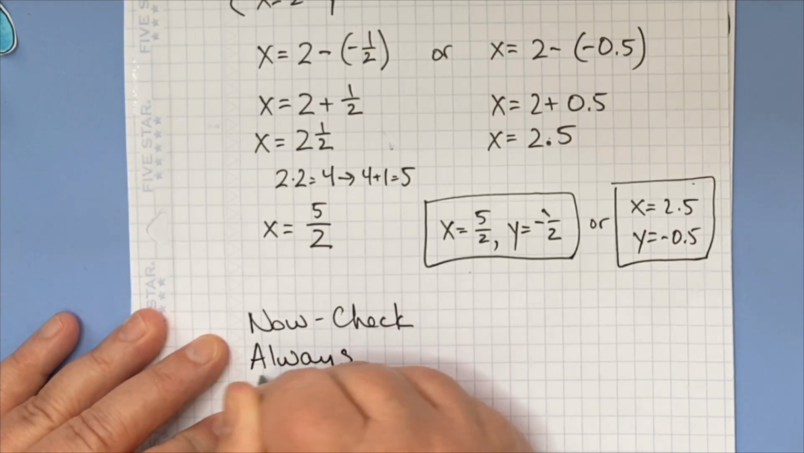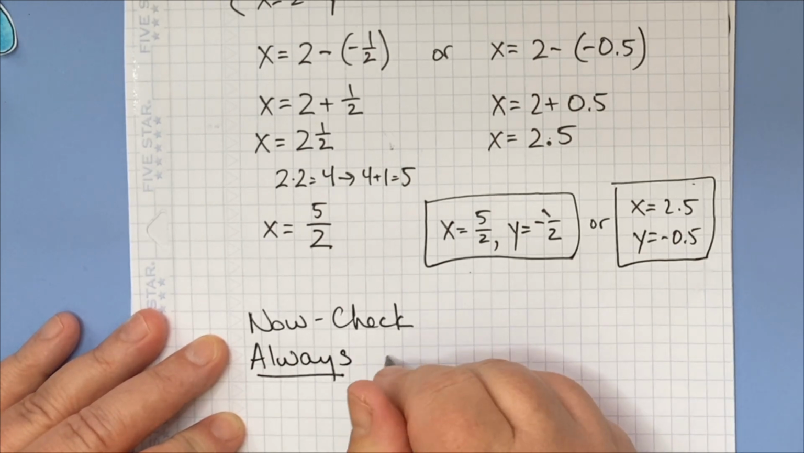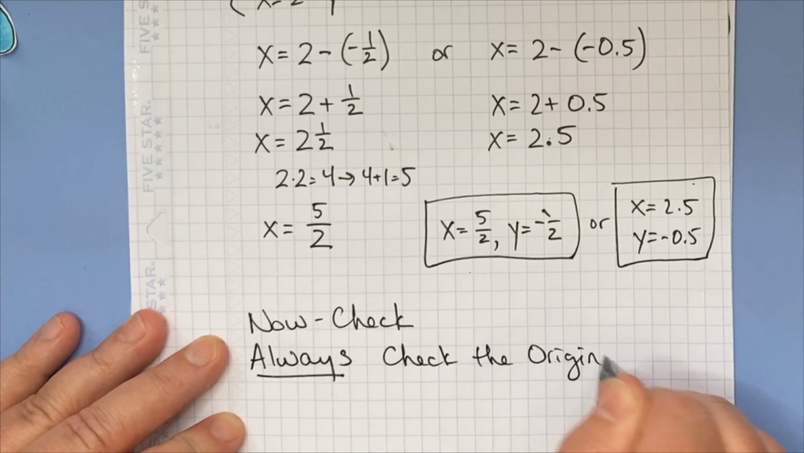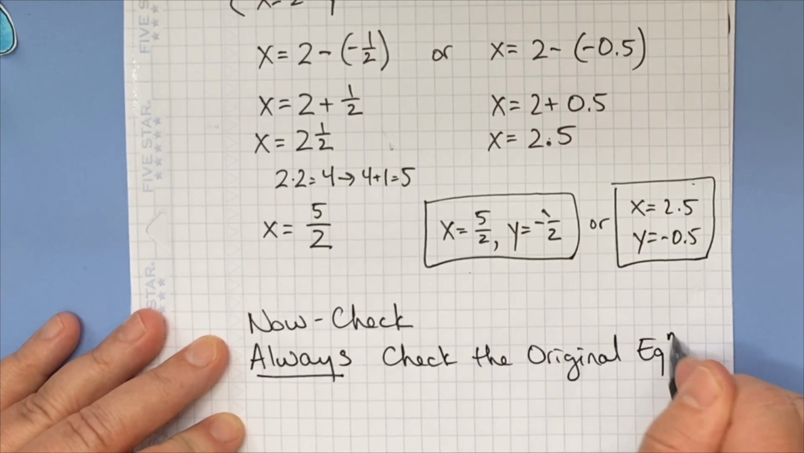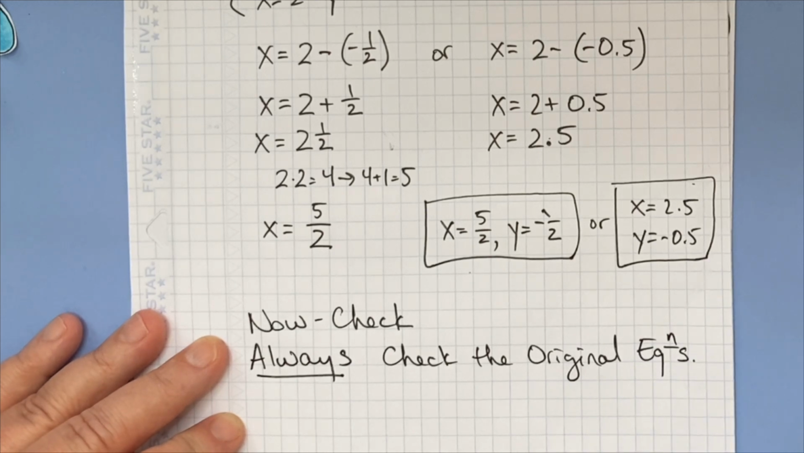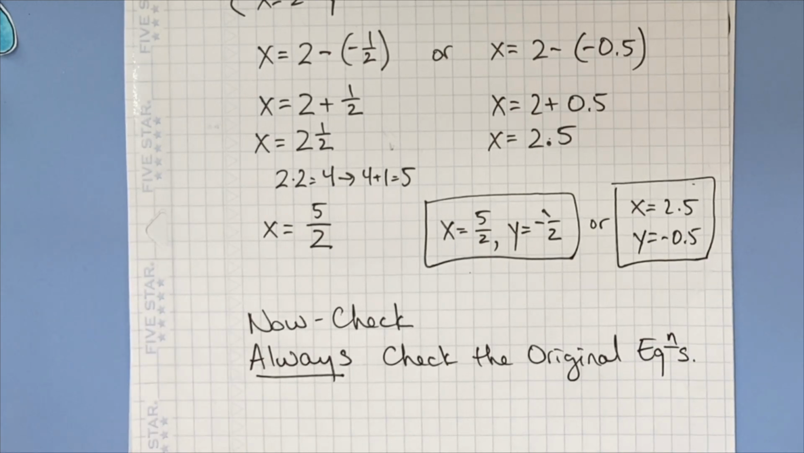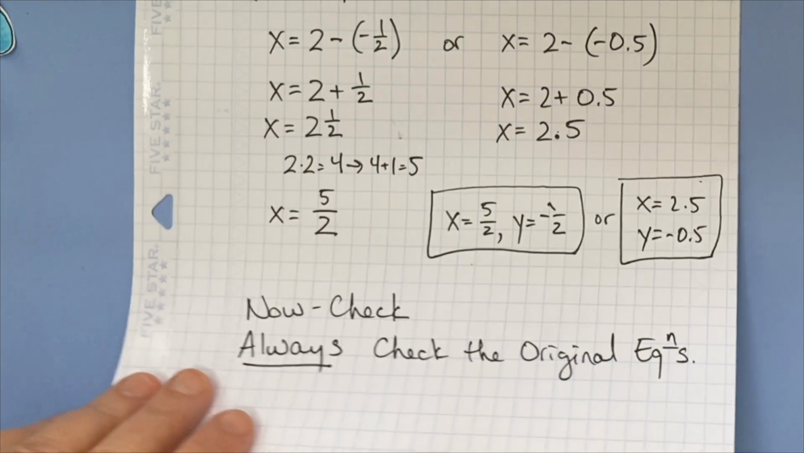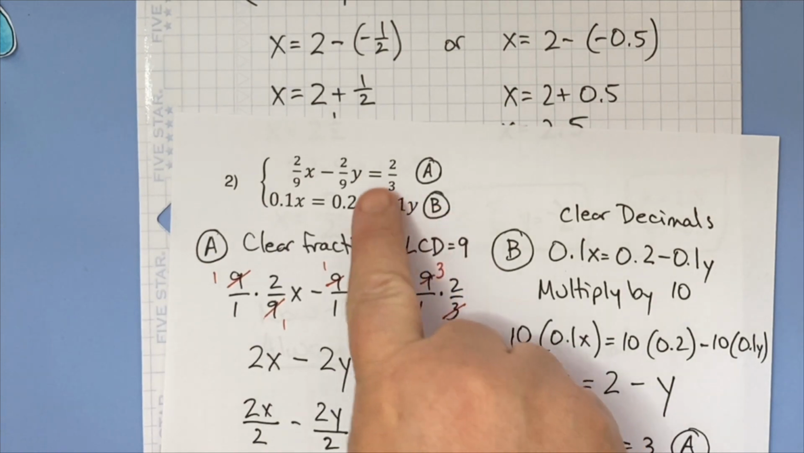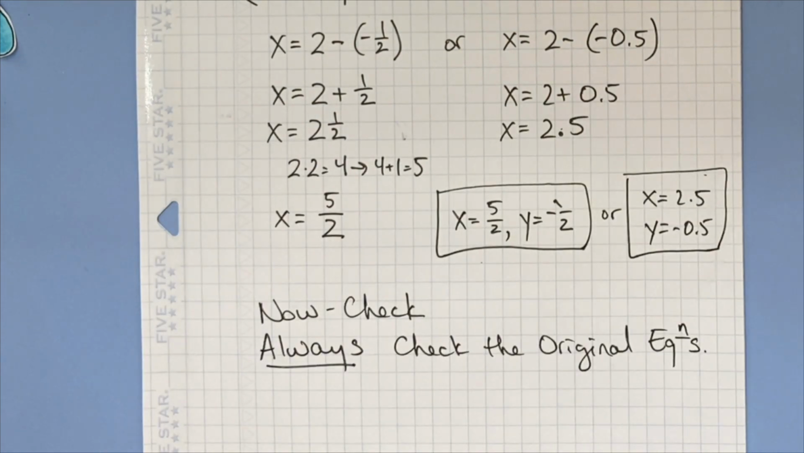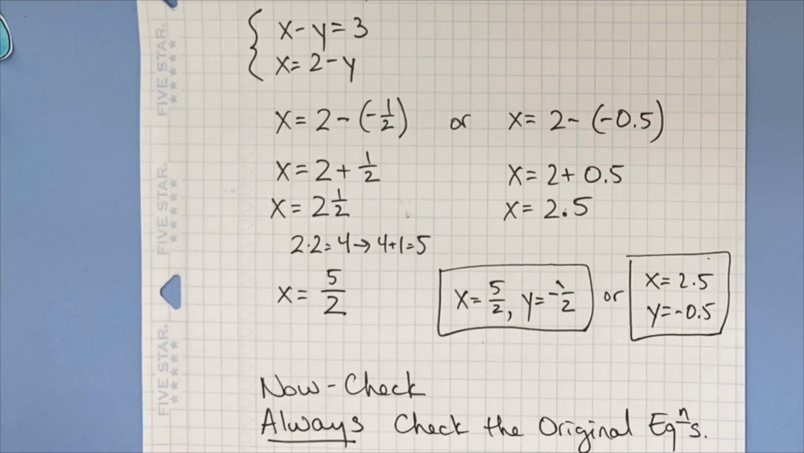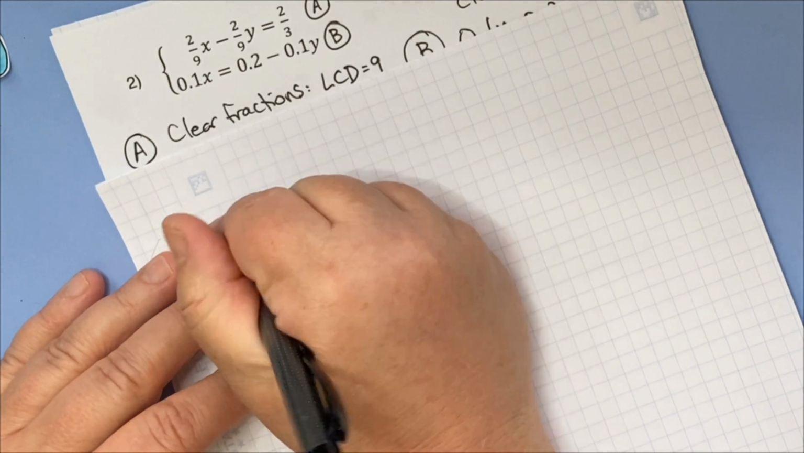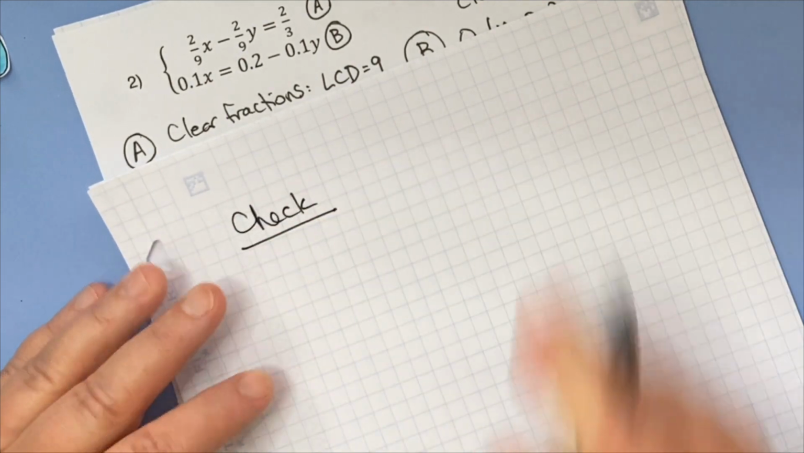You always check the original. And what is the big sigh? Well, the big sigh is that the original equations were these two. And that's where maybe we're going to end up with a 400-minute video. Let's hope not. So let's go to the check.